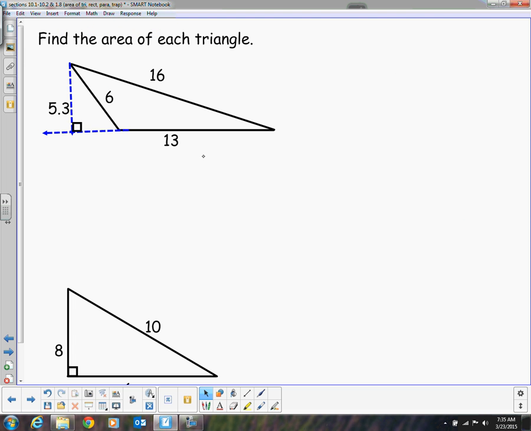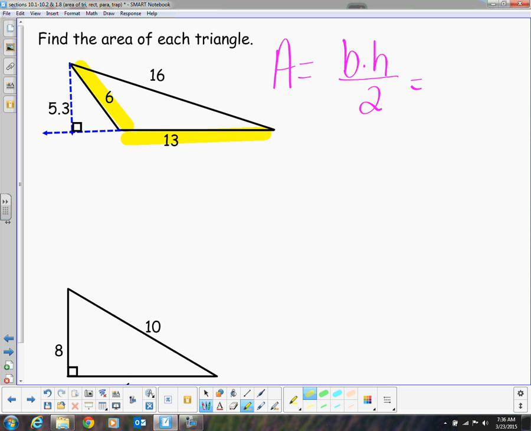Okay, so now let's look at this one. What's the base? Area is going to equal base times height divided by 2. Okay, this is the triangle right here. The base must be a side of the triangle. So one of those 3 sides is the base. Okay, and the question is, where's the perpendicular?